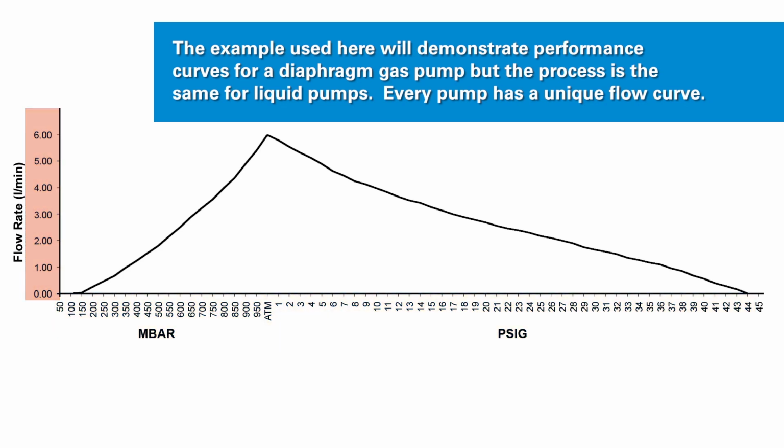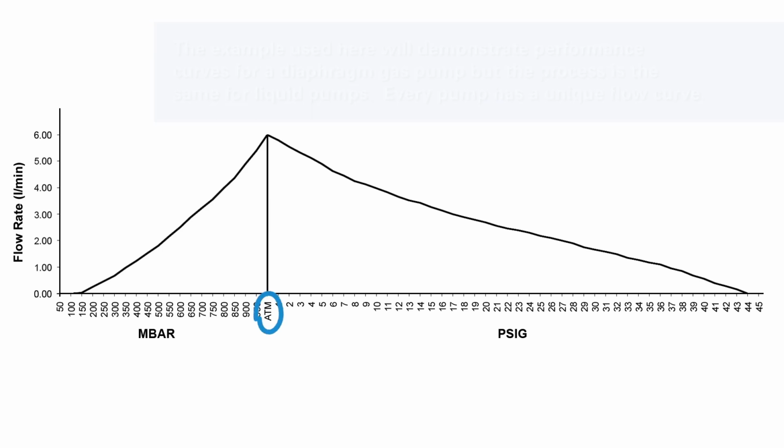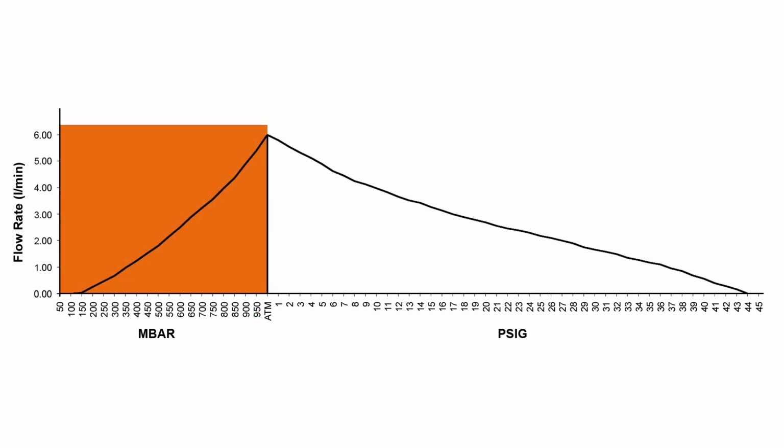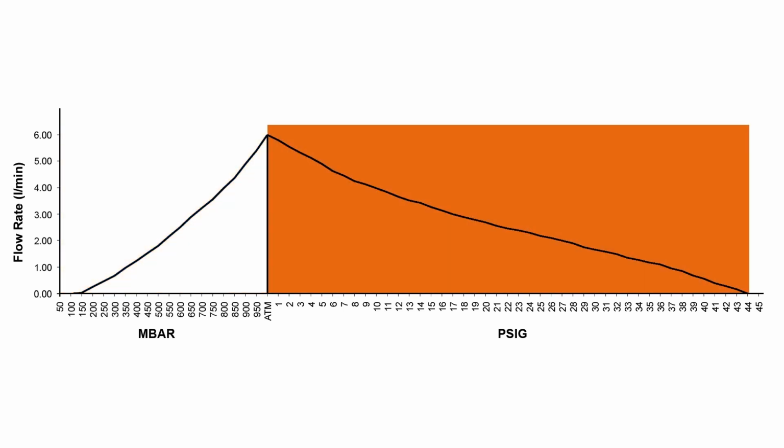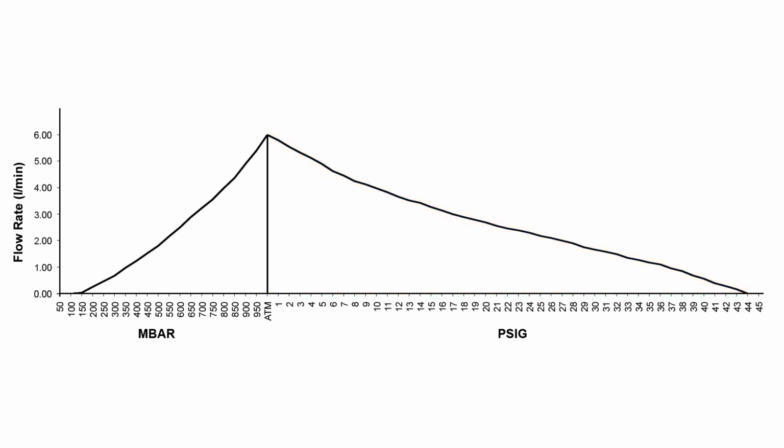is flow rate. The center line represents atmospheric pressure, so that the left half of the curve displays vacuum, measured in millibar absolute or inches mercury, and the right half represents pressure, measured in psig or bar g. The pump's performance, known as flow rate, is measured in liters per minute. Regardless of the units, your interpretation of the flow curve will be the same.